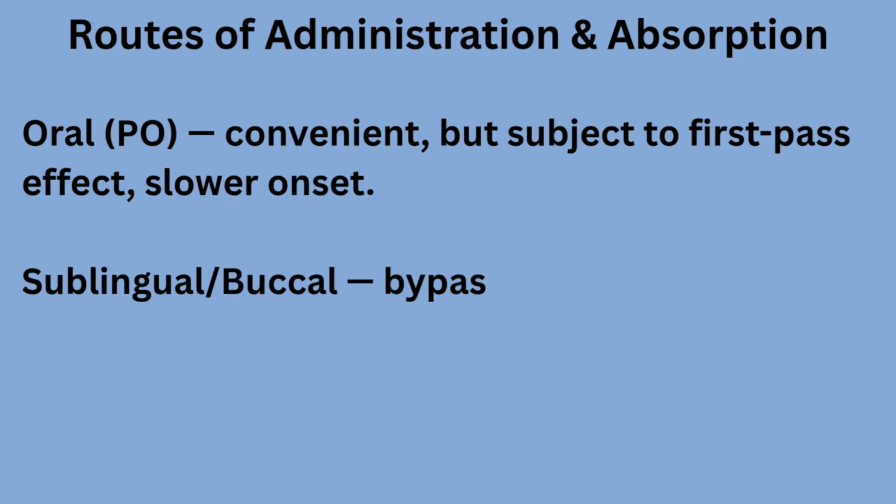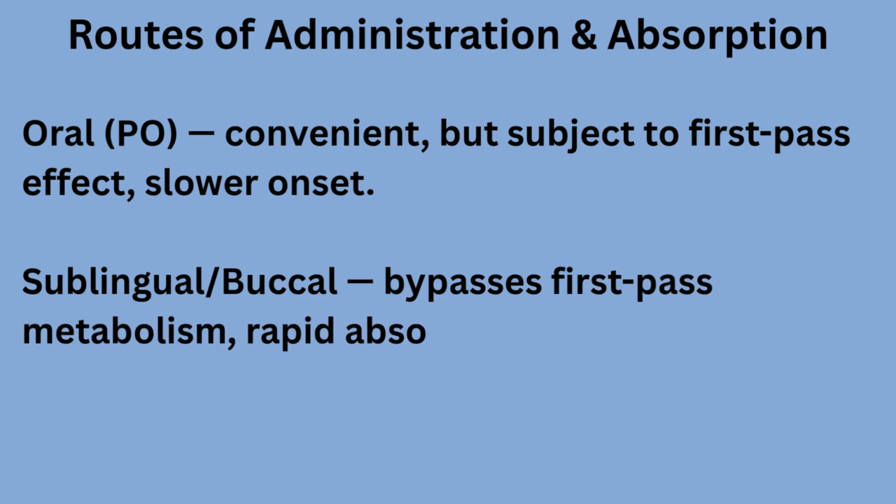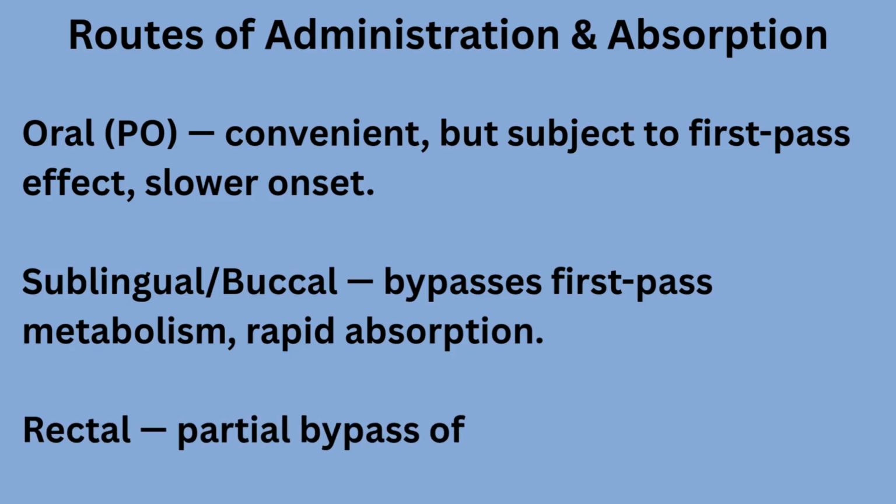Sublingual and buccal routes. These are great because the drug is absorbed directly into the systemic circulation through the blood vessels under the tongue or in the cheek, completely bypassing the liver and first-pass metabolism. That's why sublingual nitroglycerin works so fast in angina.